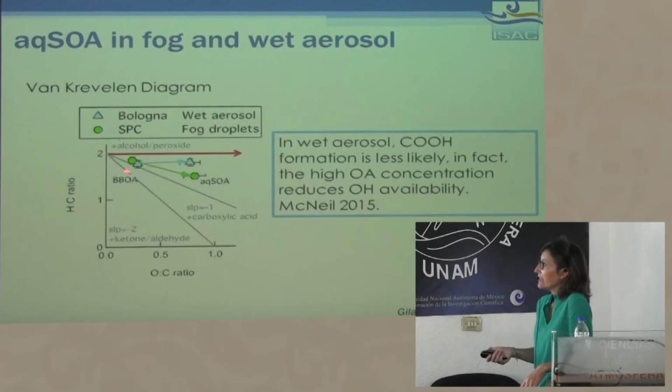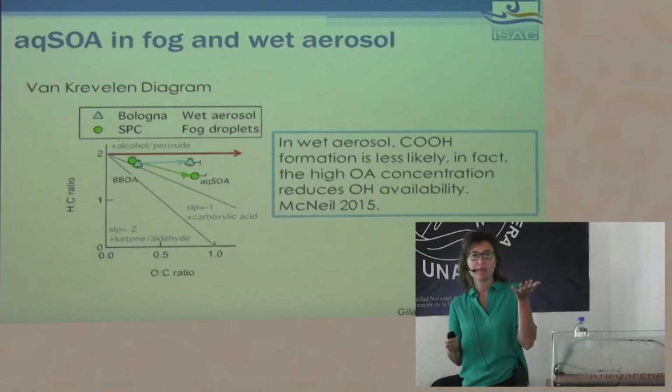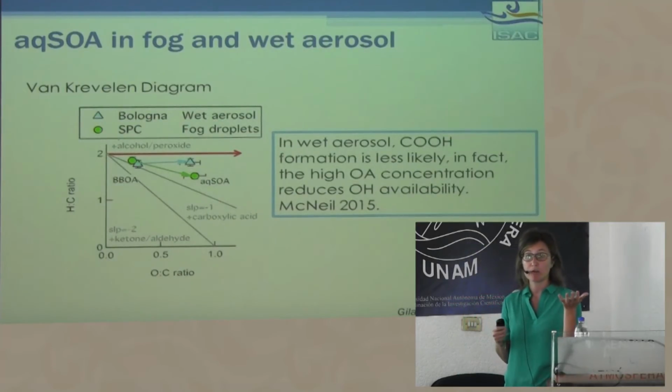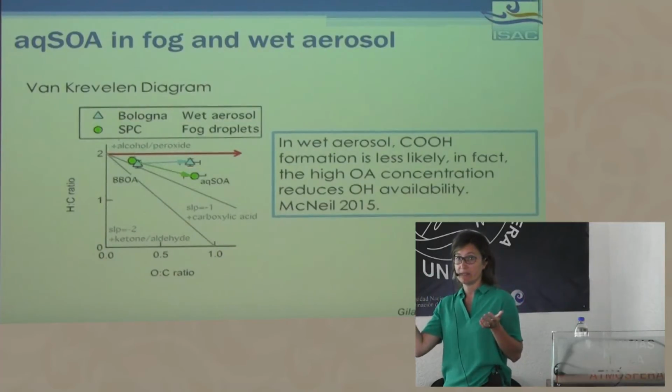Then the line that links the biomass burning OA to the aqueous secondary organic aerosol in wet aerosol instead has a slope of about 0, so it's not negative. And this indicates that in the wet aerosol, the formation of a carboxylic acid group is less likely than in fog droplets, which actually makes sense because if you think of a fog droplet, the size of a fog droplet is about 10-20 micrometers. The size of a wet aerosol particle is about 2 micrometers, at least the particles that we are looking at this moment.